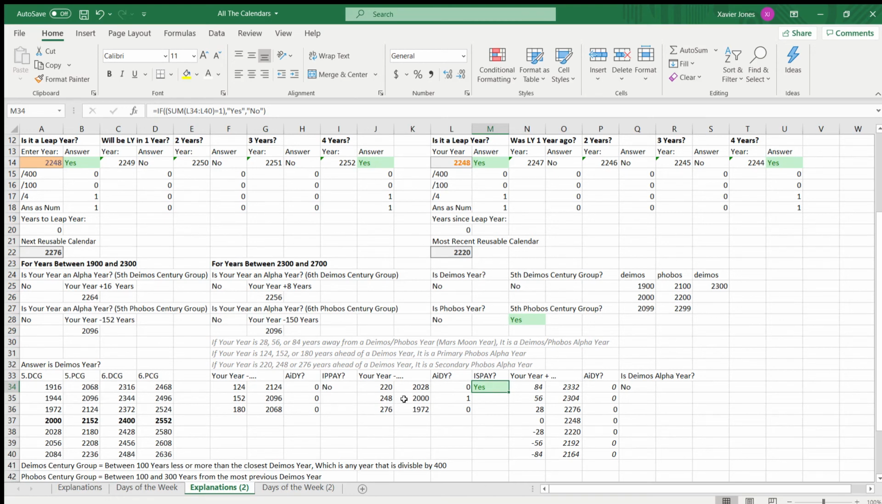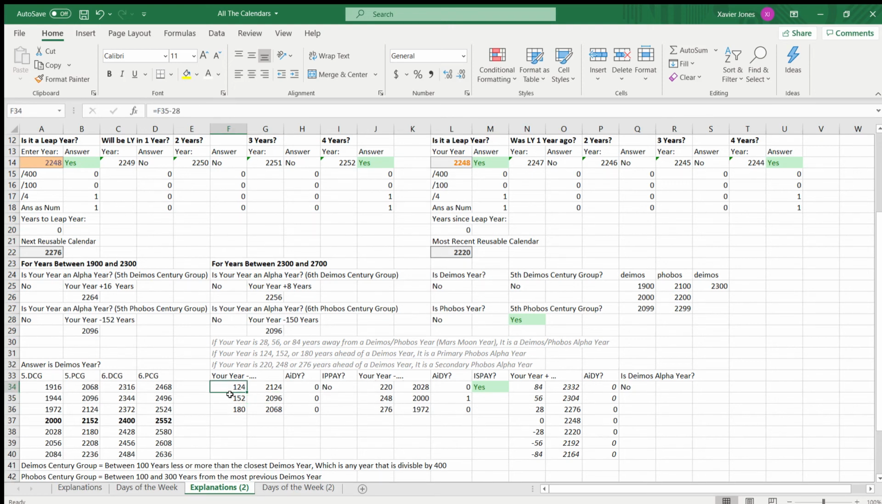You might be wondering what these values are about. What are these years for? Well, it's simply subtracting, right? We have our entered year, and we subtract the number right next to it. So this one is the year 2248 minus 124, this one is the year 2248 minus 152, and so on. And all of these apply to these as well.